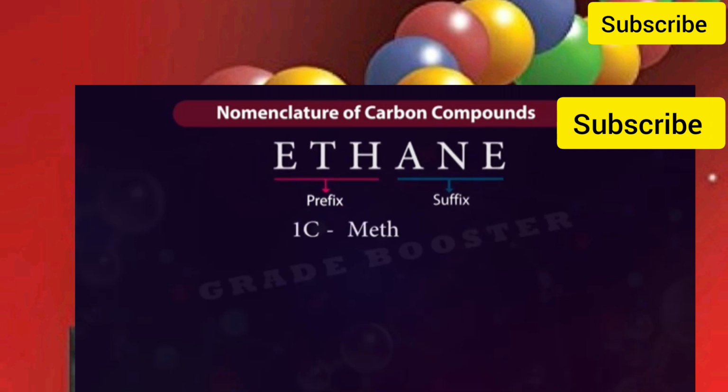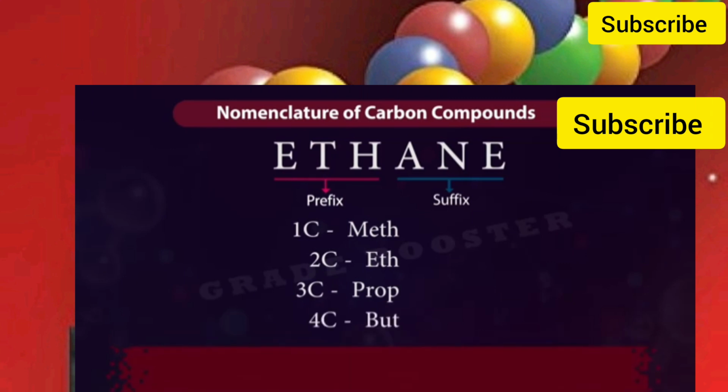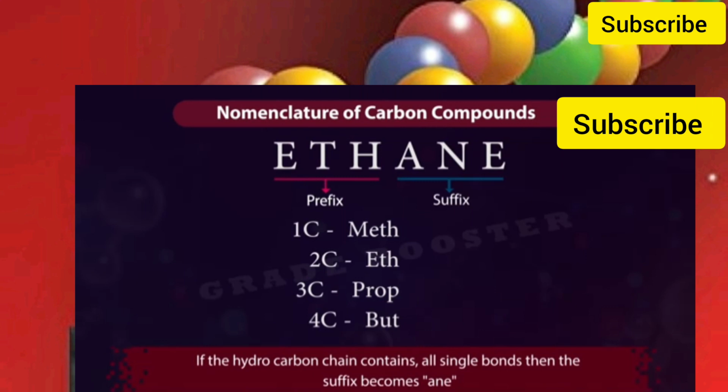If the compound has one carbon, the name begins with meth. If two carbons, it begins with eth. Three carbons, it begins with prop. And four carbons, it begins with but. If the hydrocarbon chain contains all single bonds, then the suffix becomes ane. That is methane, ethane, propane, butane, etc.